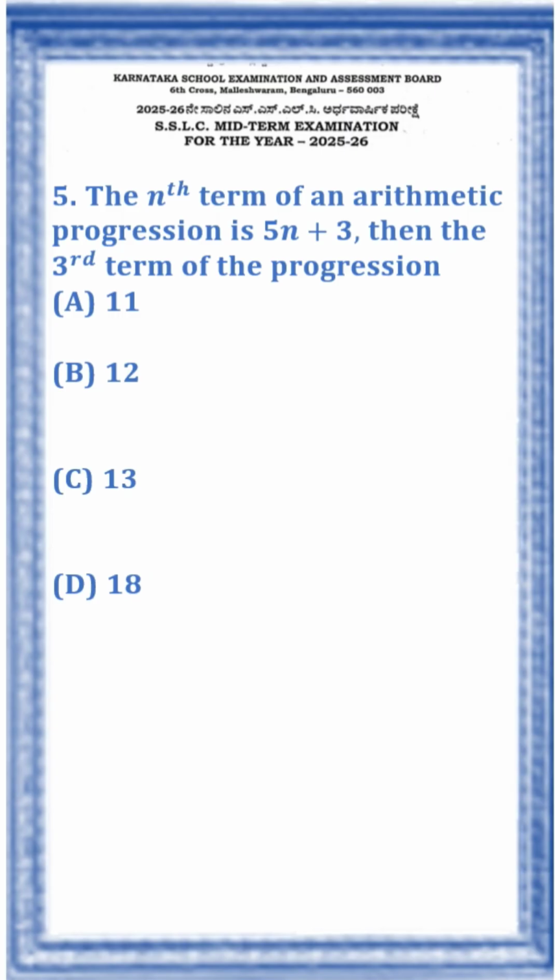Now the fifth question of the midterm 2025-26. The nth term of the arithmetic progression is 5n plus 3. Then the third term of the progression is, instead of n, we have to put which one? 3, because we are required to find out the third term. So, plus 3. This 3 also we have to put here. 5 into 3, 15. 15 plus 3, that is equal to 18. Easy question.